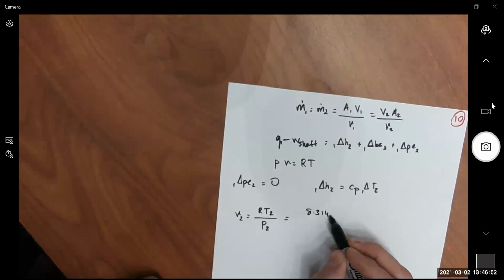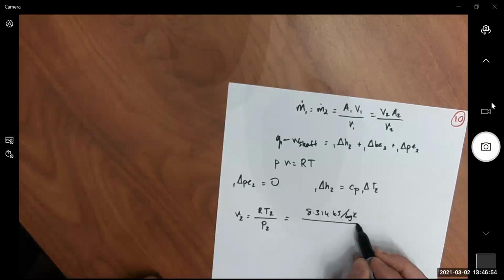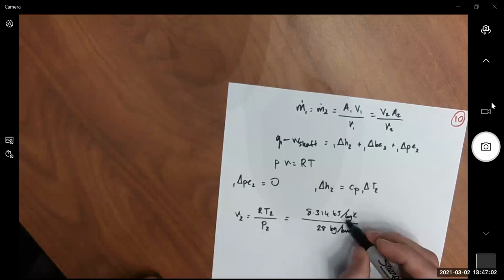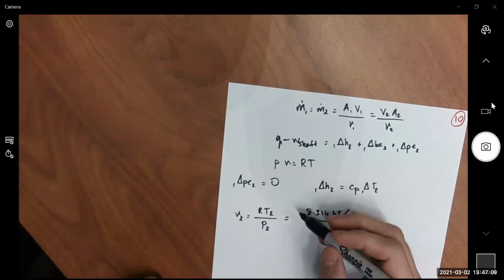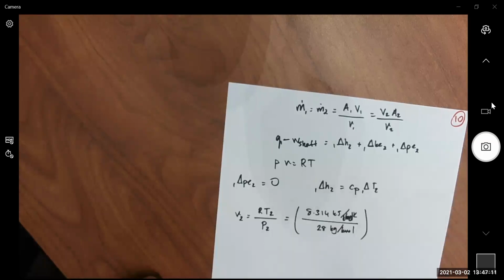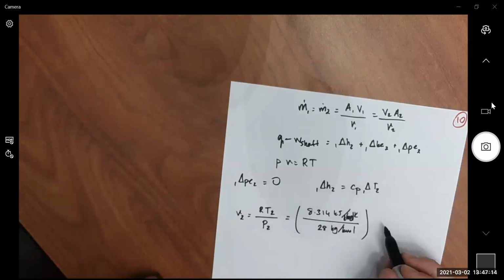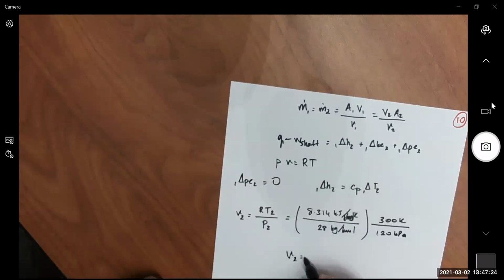R equals 8.314 kilojoules per kilomole Kelvin over, for nitrogen, 28 kilograms per kilomole. Times temperature, 300 Kelvin, over the pressure of 120 kilopascal. The specific volume from here will be 0.742 meter cubed per kilogram.